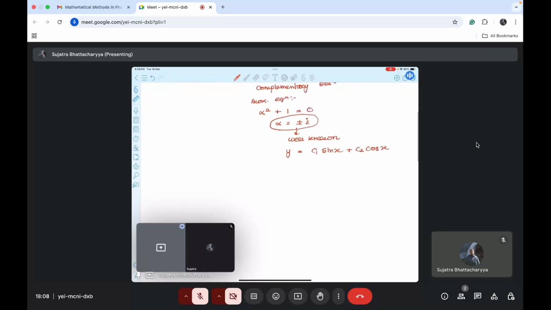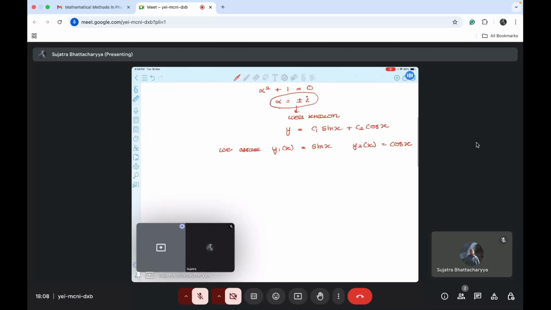So what we will do is assume, let us say, y1 of x is sin x and y2 of x is cos x. We assume these are y1 and y2, so that we can write y is equal to c1 y1 plus c2 y2, based on the superposition principle. Fine. So this is now done.